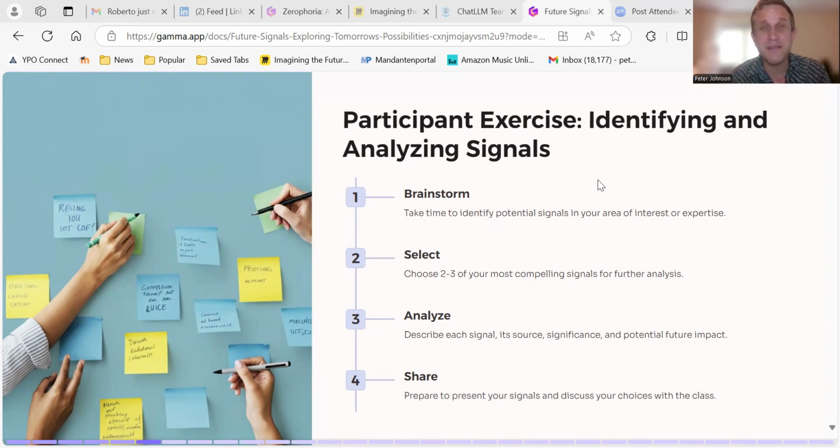In that case, our signal could be like TikTok is having a big impact on youth culture in the US. And then we would try to define that as much as we can, maybe saying this many million youth in the US are using TikTok. And then from there we could figure out, well, what does that mean?